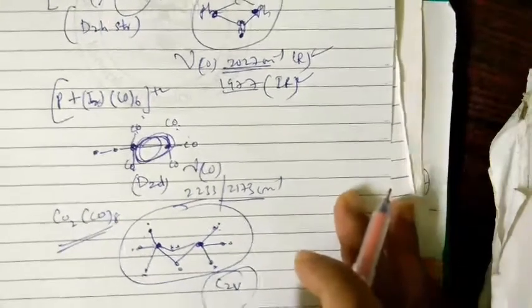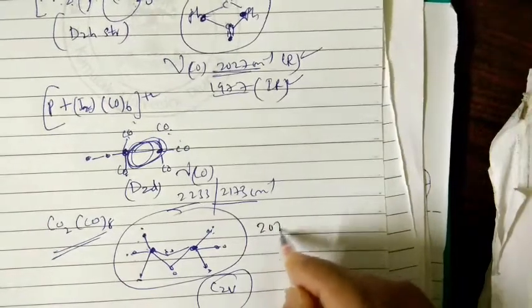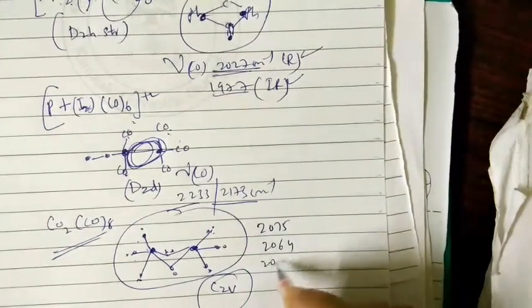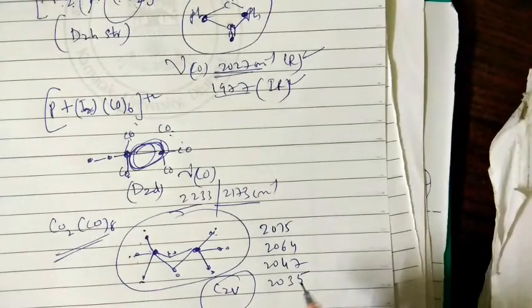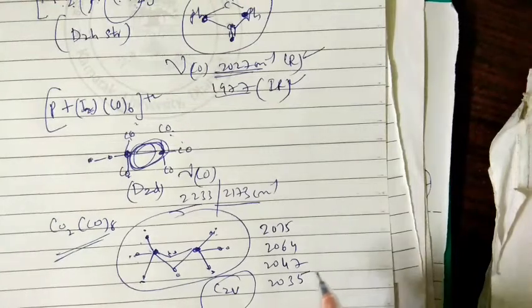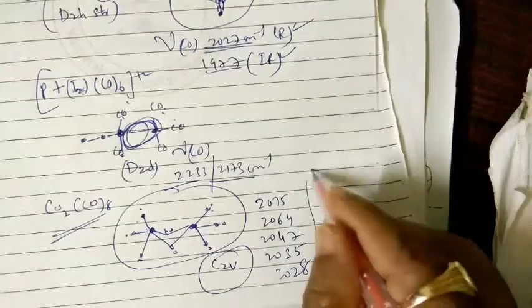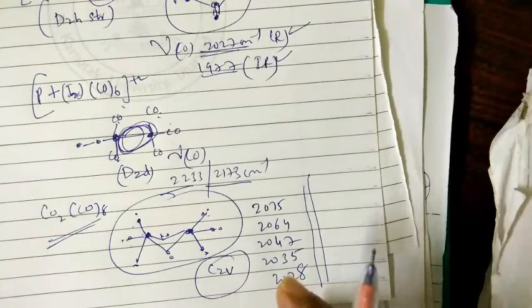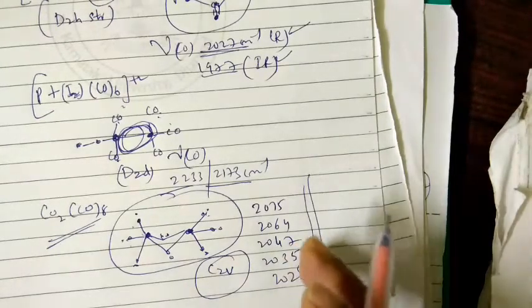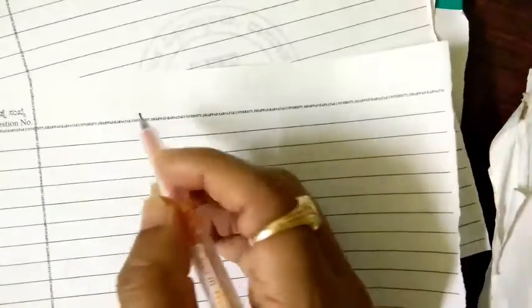And the frequencies were observed at 2075 and at 2028, so like 5 frequencies were observed here. So this is how IR spectroscopy helps in getting the IR frequencies of the complexes.